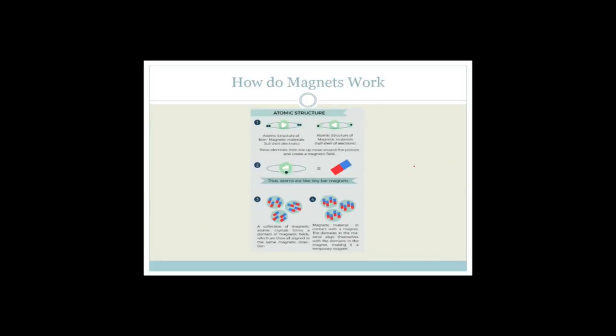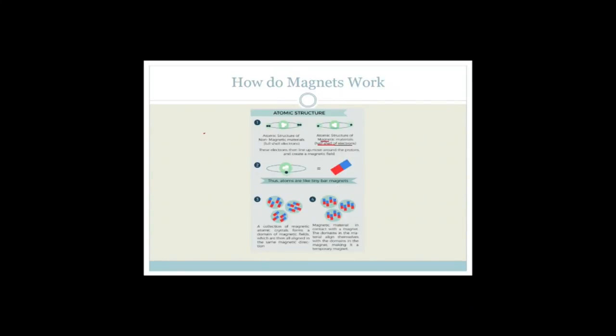Okay, let me explain to you how magnets work. If you look on the left-hand side here, this is the atomic structure of non-magnetic materials. They have full shell electrons. In other words, they've got all the electrons that they need in their outer energy shell. However, the atomic structure of magnetic materials only have a half shell of electrons. They don't have a full shell. Now, what's interesting is the electrons line up and move around the protons and they create a magnetic field, okay? So all atoms are like tiny bar magnets, okay?